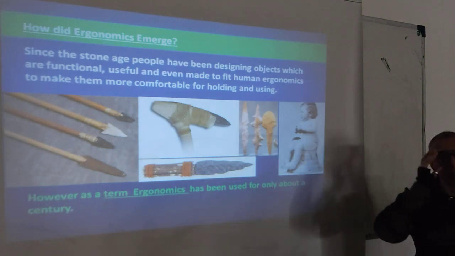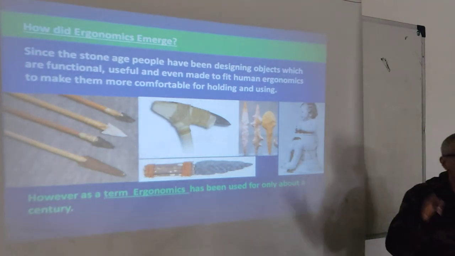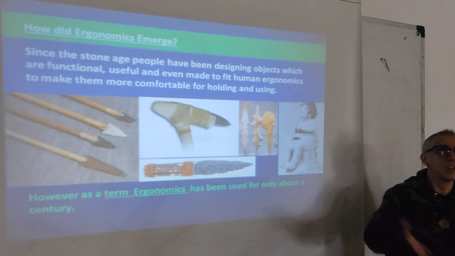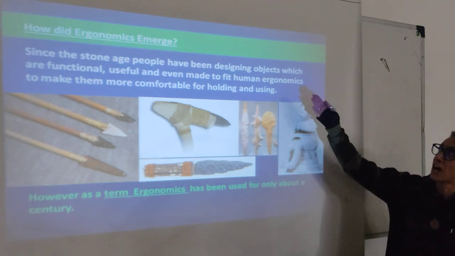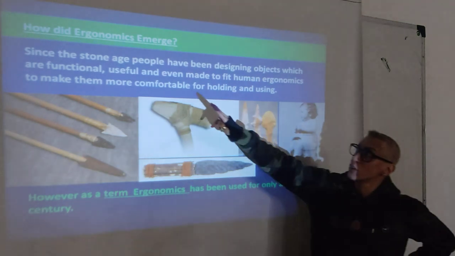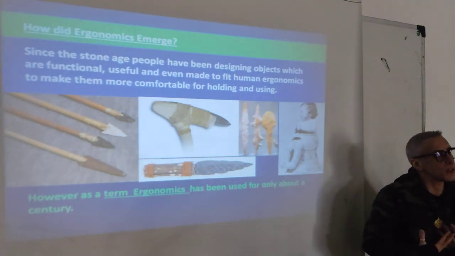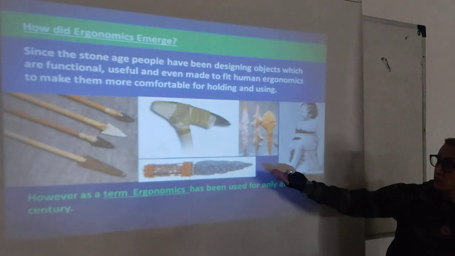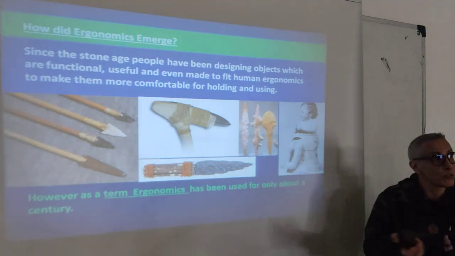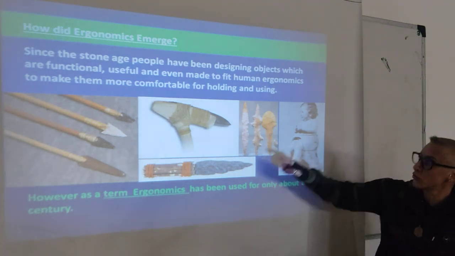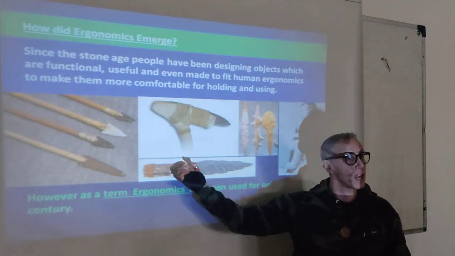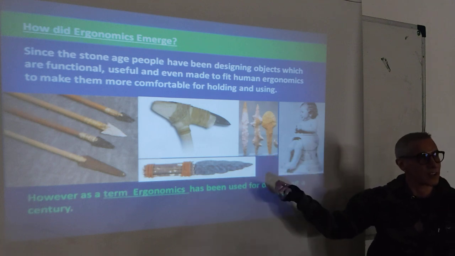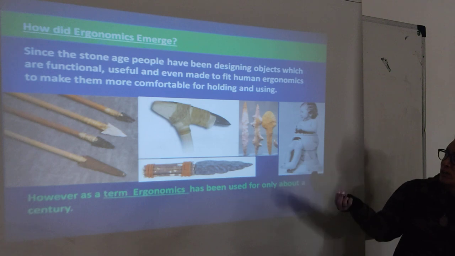Now, how did ergonomics emerge? How did it start, ergonomics as a science? Now, since the Stone Age, since old days, okay, people have been designing objects which are functional, useful, and made somehow to fit with the human. So, if you look at these very, very old tools, they have a design, and you can tell they are designed to fit the human. So, if you want to use this, you can tell, okay, here is where I have to put my hand. And it's designed in a way you can grip it, even though the materials are very, very basic.